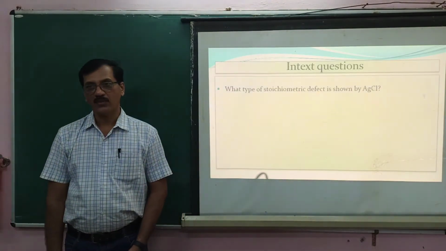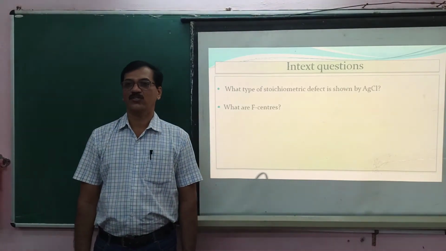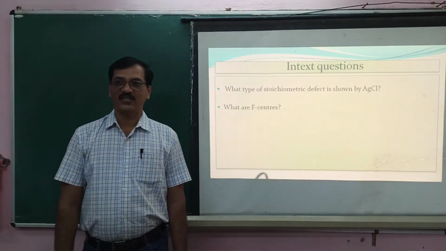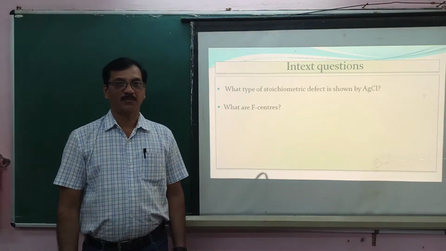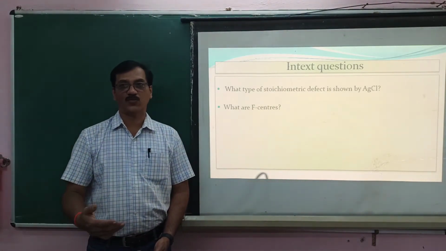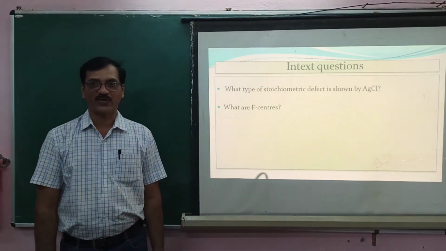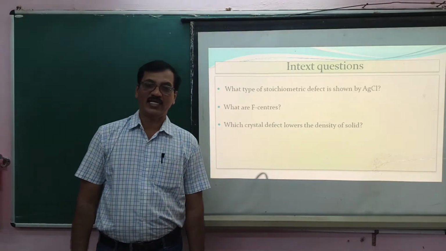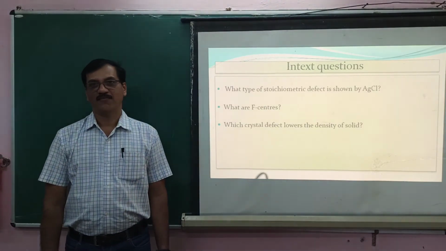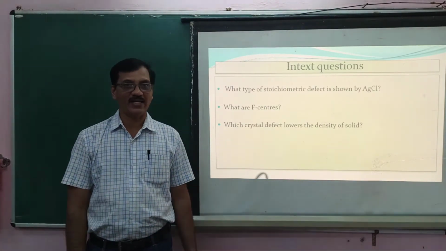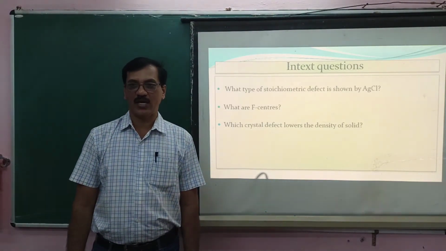Right. So let us look into some of the questions which can be asked in the imperfections. What type of stoichiometric defects are shown by AgCl, silver chloride? When the coordination number is low, that means the large difference between the size of cation and anion, it shows Frenkel defect. So it shows Frenkel defect. What are F centers? F centers are colored centers formed by trapping of electrons, which are actually given by the anions in the crystal lattice. Right? So you can give rationale with some examples.